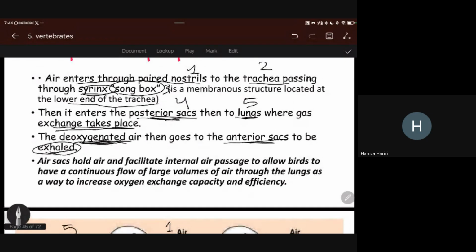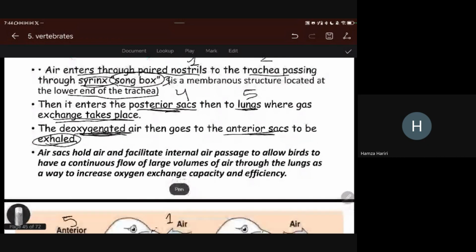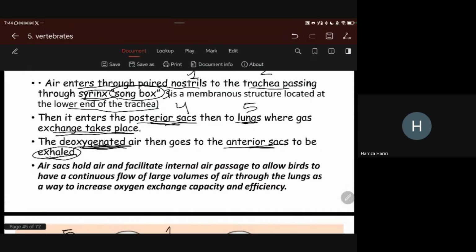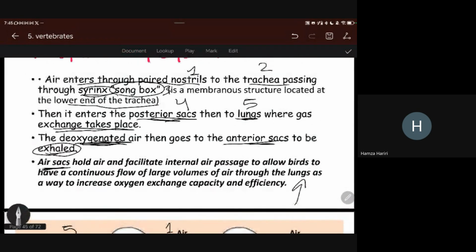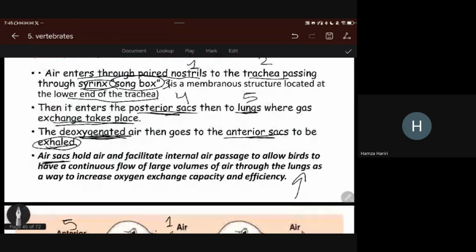Air sacs hold air and facilitate internal air passing to allow birds to have a continuous flow of large volumes of air through the lungs as a way to increase oxygen exchange capacity and efficiency. So they have air sacs. What's the function of these air sacs? They basically increase the efficiency and increase the surface area for more gas exchange, so that it can take up more oxygen from the air that's coming inside and release more carbon dioxide.